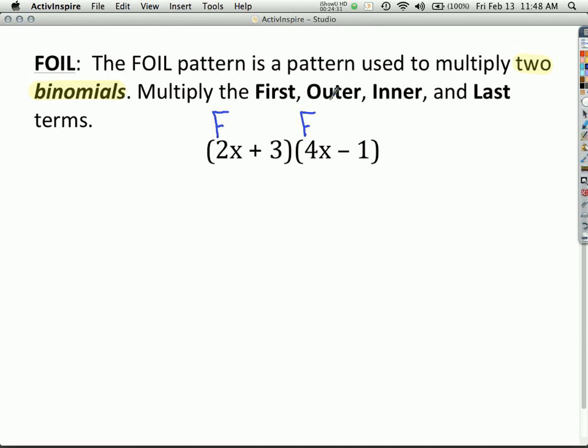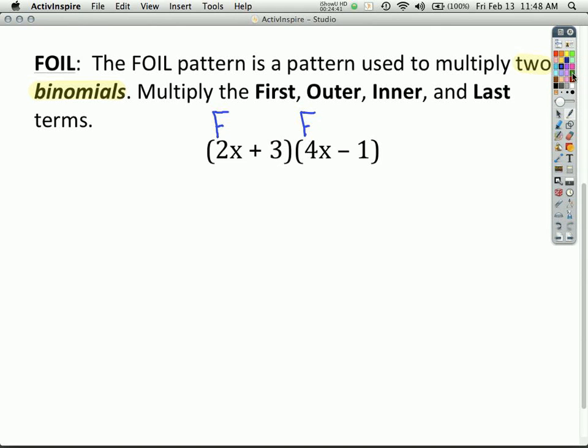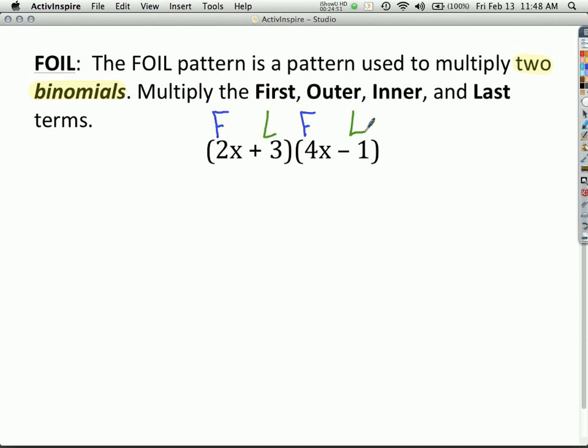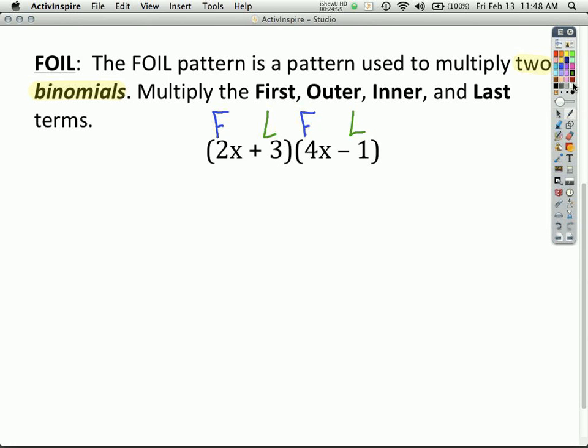Now, outer comes next, but I'm going to skip over outer and inner, and I'm going to go to last. So if 2x and 4x are the first, what do you think the lasts are? Shannon? 3 and negative 1. Wouldn't that make logical sense? Any questions so far?